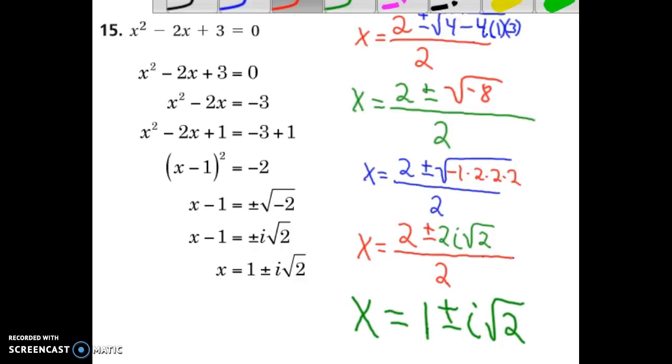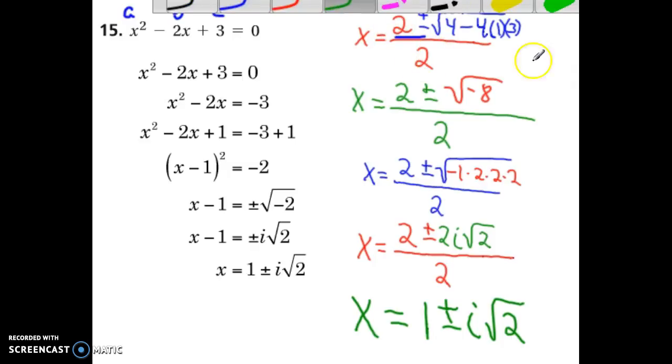In problem 15, I want to solve the quadratic, but I notice I can't factor it. I tried it, it doesn't work. So the quadratic formula will solve any problem. So my a is 1, my b is negative 2, my c is 3. So I'm going to plug it into the quadratic formula. So my opposite of b is 2 over 2 times a. So that would be 2 times 1. This is my axis of symmetry.